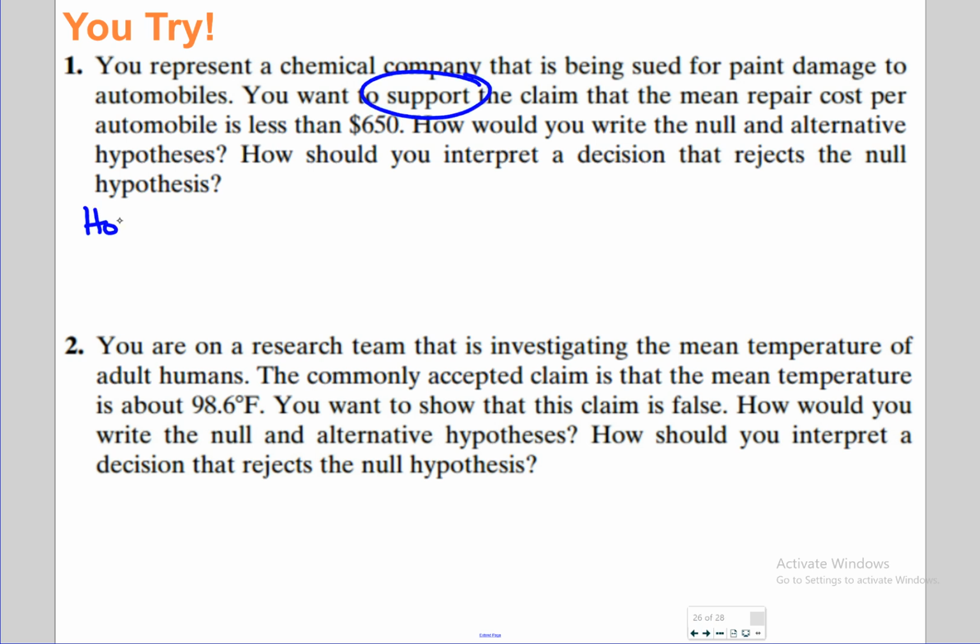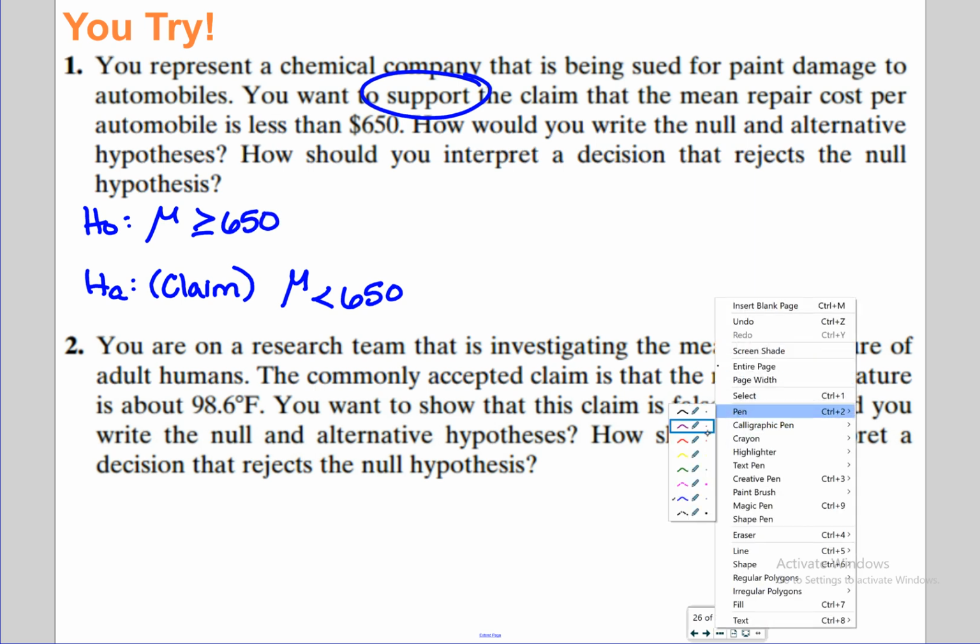Let's write them, and we'll just use mathematical statements here. We won't use our words. So the claim should be the alternative. And what is the claim that you're trying to support? Alternative is less than 650. The mean is less than 650. Good. And then what's the complement of that? That would be my null hypothesis, that the mean is greater than or equal to 650.